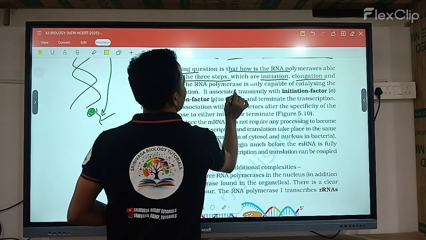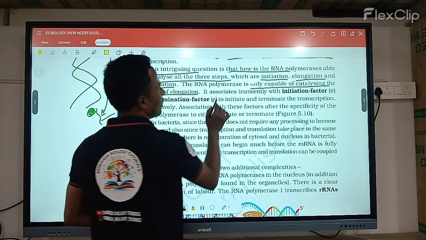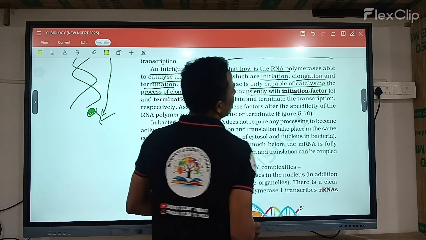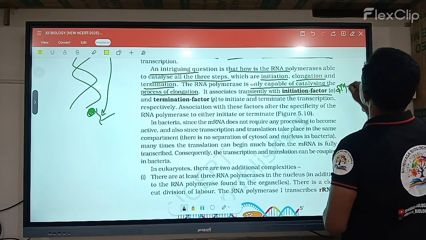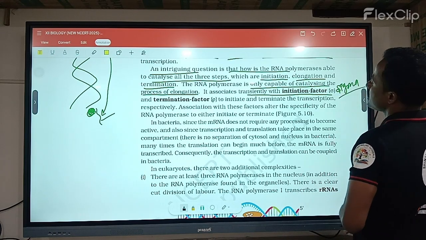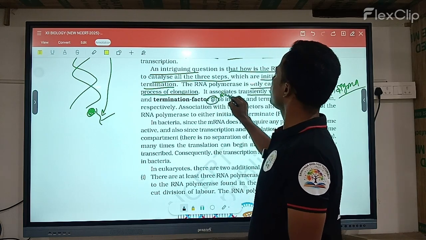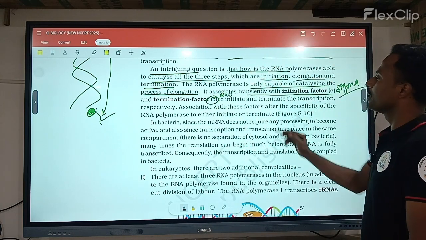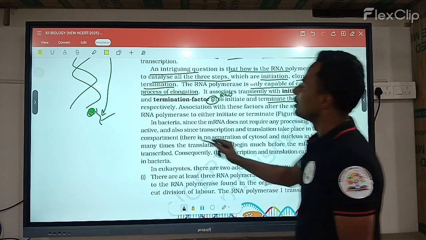the RNA polymerase is also capable of catalyzing the process of elongation. It is associated with the initiation factor, which is the first one, the sigma factor, and the termination factor, which is the rho factor. The rho factor completely terminates the transcription respectively.